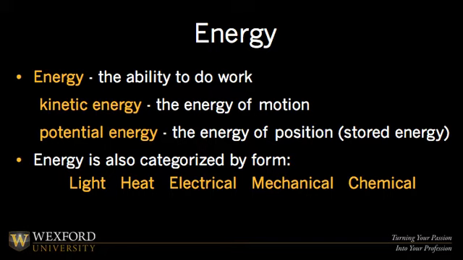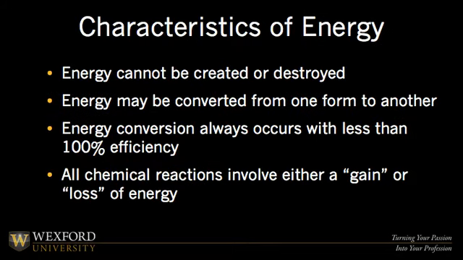Now moving on to energy, again, energy is the ability to do work. There are two types of energy that we want to discuss. One is kinetic energy, which is the energy of motion, and potential energy, which is the energy of position or described as stored energy. Energy can also be categorized by form, which would include light, heat, electrical, mechanical, and chemical.